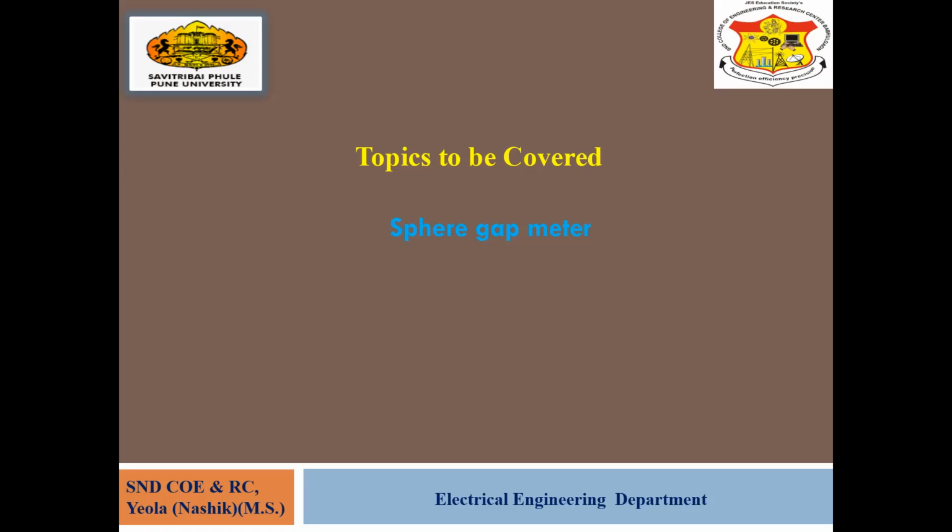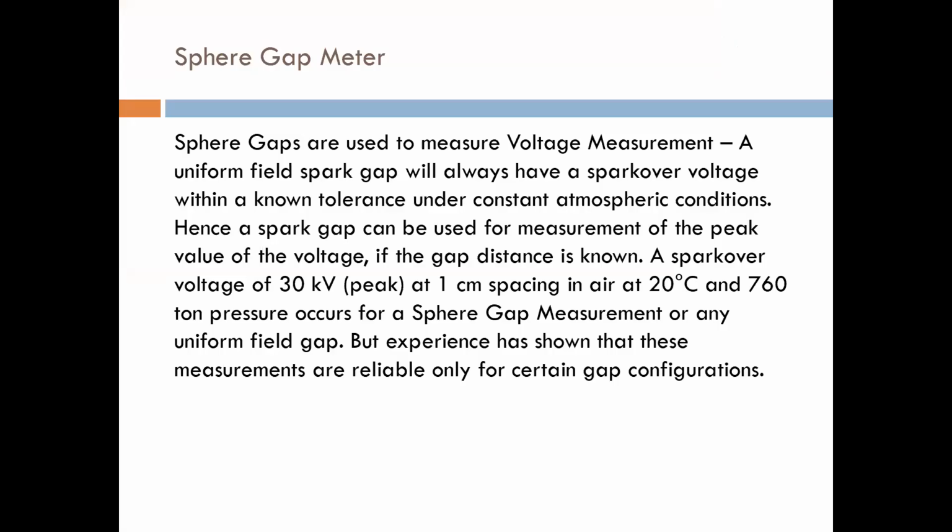Now the question is, why should it be a sphere gap? Why should it not be a rod or other non-uniform field gaps? Because in those cases the accuracy is less, and in the case of the sphere gap meter the accuracy is more. Sphere gaps are used for voltage measurement. Uniform field gaps will always have a spark voltage within a known tolerance under constant atmospheric pressure.